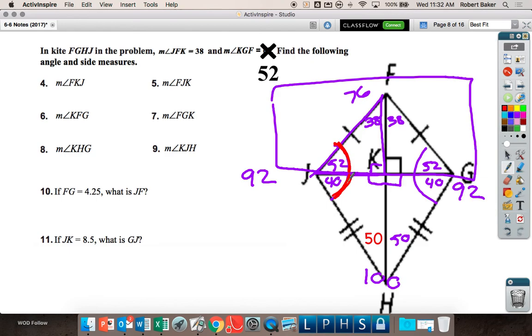Cool. Kites suck, don't they? There's a lot of properties. All right, let's just try a couple questions here.